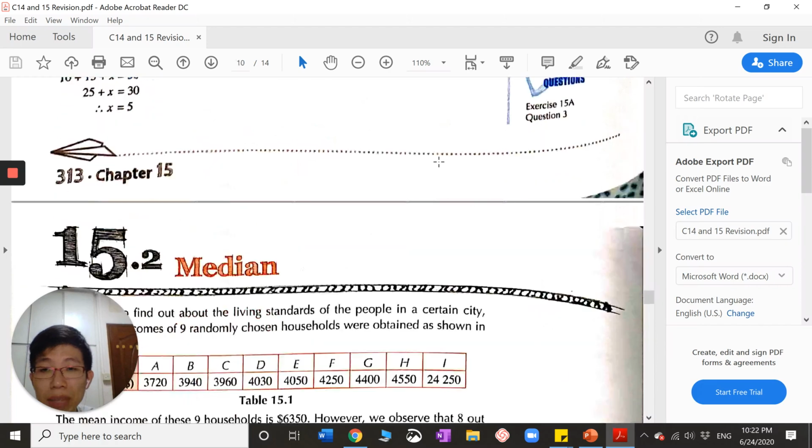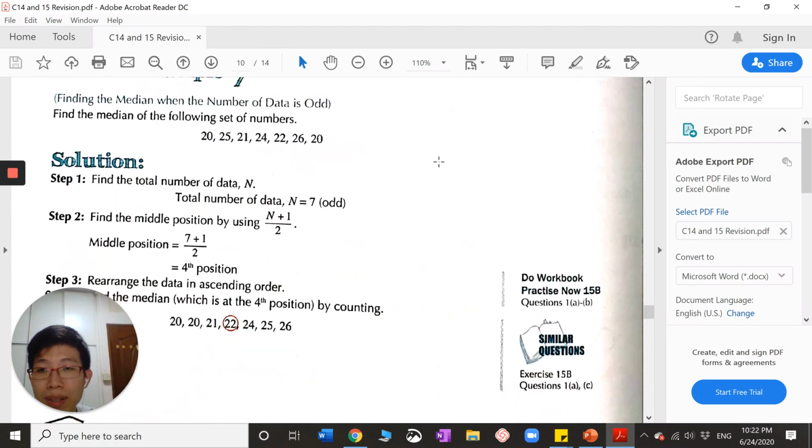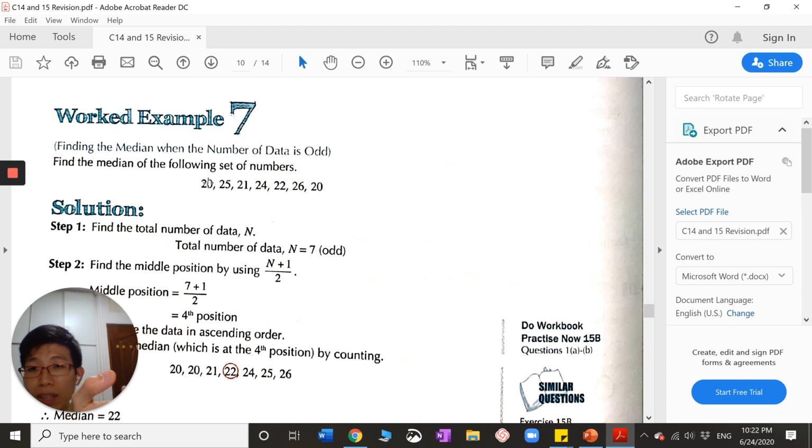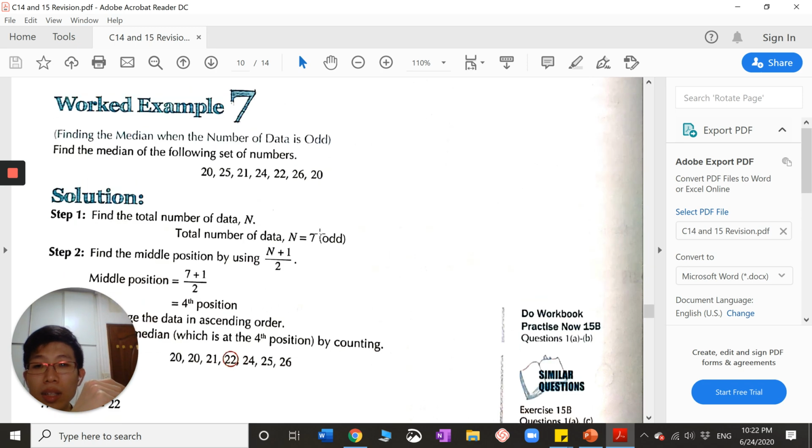For the median, there are basically a few steps. Step 1, you need to know how many data there are in the first place. For example, in this case there are 1, 2, 3, 4, 5, 6, 7 data. After that, you need to find the position of the middle number. In order to find the position of the middle number, there's a formula that we can use. We take n equals 7 plus 1, divided by 2. That gives me the fourth position.